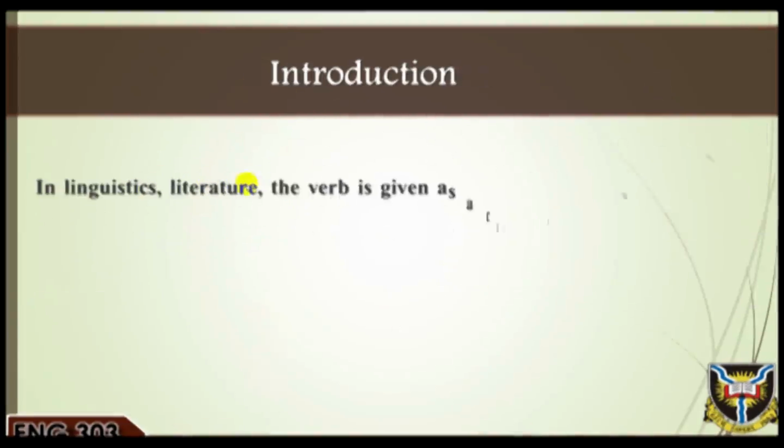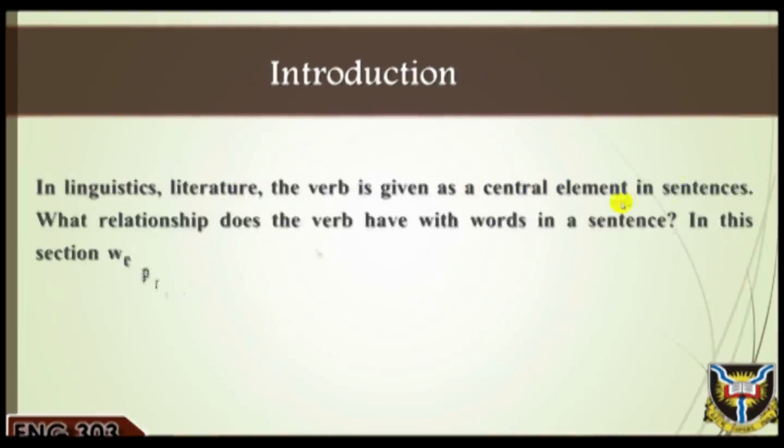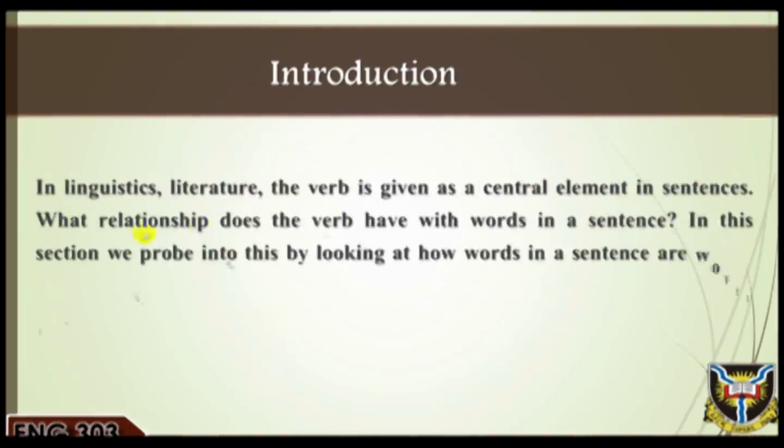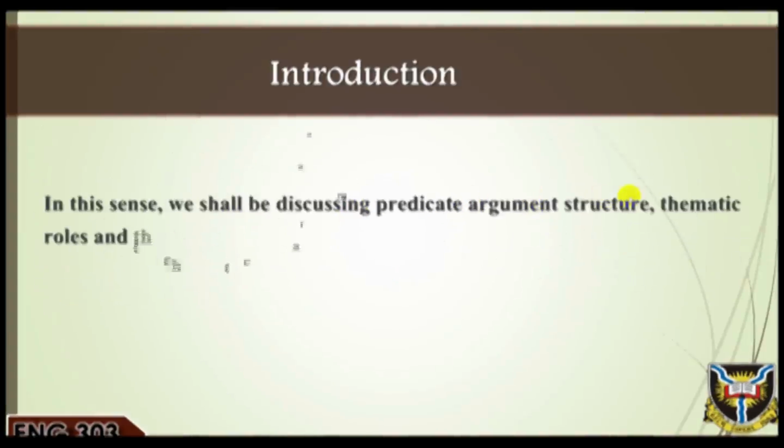In linguistics literature, the verb is given as a central element in sentences. What relationship does the verb have with words in a sentence? In this section, we probe into this by looking at how words in a sentence are woven around the verb. In this sense, we shall be discussing predicate argument structure, thematic roles and theta marking, as well as trace theory.